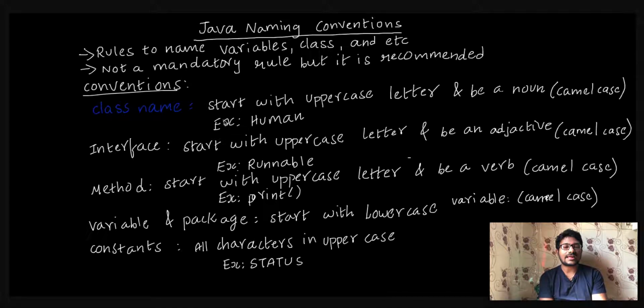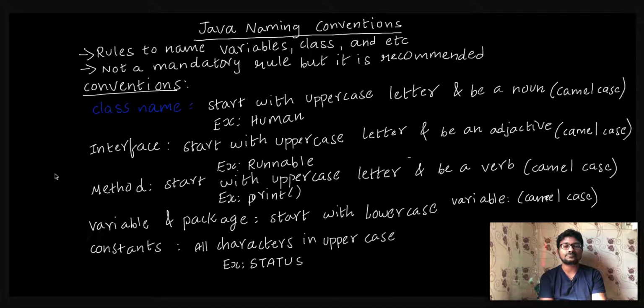Camel case means when a class name has multiple words. So HumanHistory is a class. Human is a word, history is a word. The first character of Human is capital, and the first character of History is capital. For example, HumanHistoryDetails is a class name: Human is the first word, History the second word, Details the third word. So from the second word onwards, the first letter of every word should always be capital. The first character of Human is capital because of the first rule: it should start with an uppercase letter. And the second, third, fourth and all consecutive words have their first character capital, because of camel case.